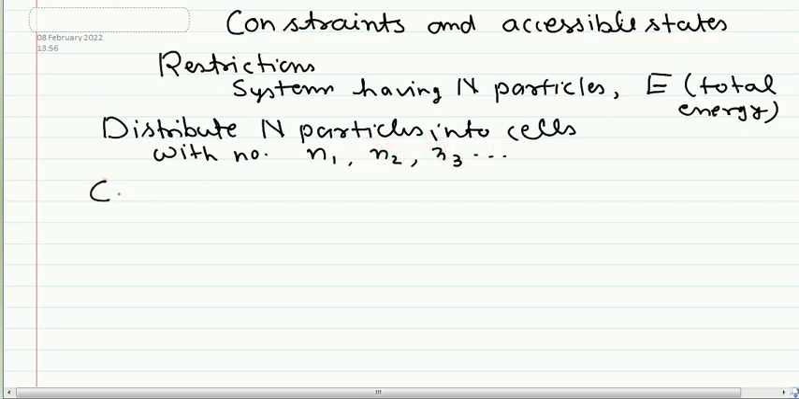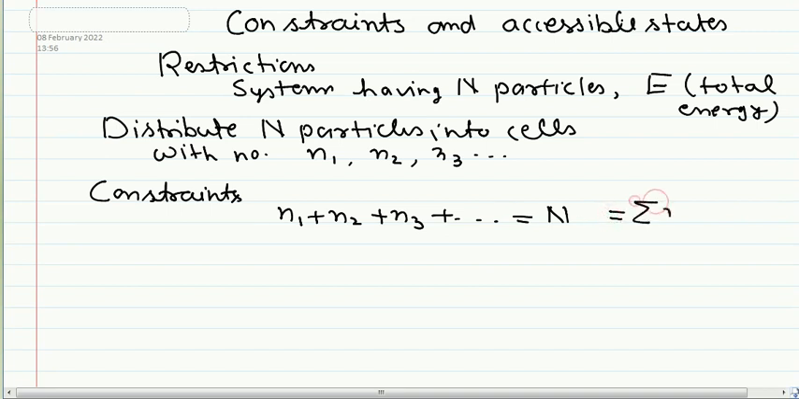So what are the constraints? The constraints are that n1 plus n2 plus n3 and so on should be equal to capital N. We cannot avoid this. We cannot violate this. ऐसा नहीं हो सकता है कि कुछ particles को हम छोड़ दें. If we have the N particles, then we have to distribute all these N particles into n1, n2 and n3. Therefore, n1 plus n2 plus n3 should be equal to capital N, the total number of the particles. And this can also be written as summation over i of ni. So this is the first constraint.